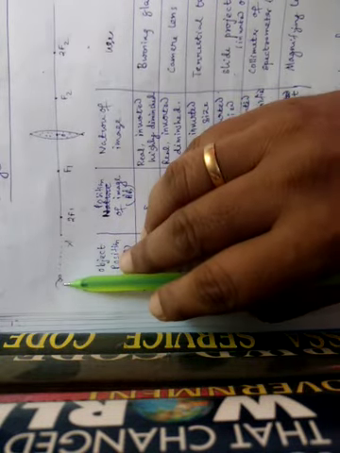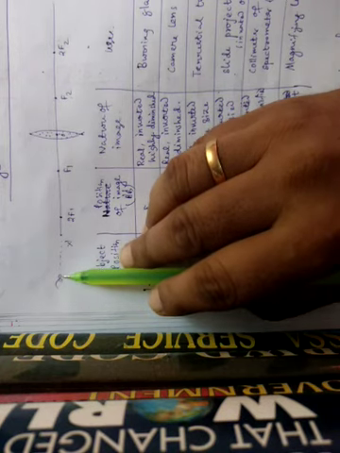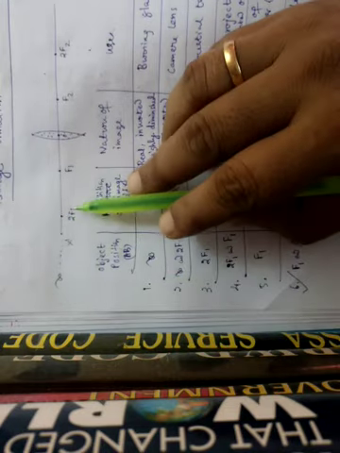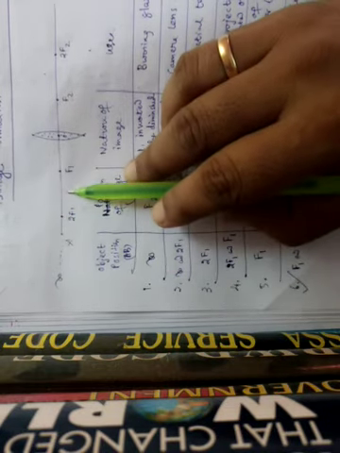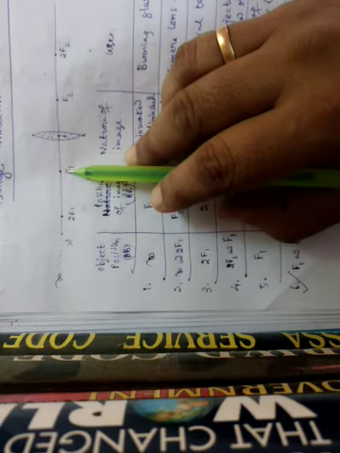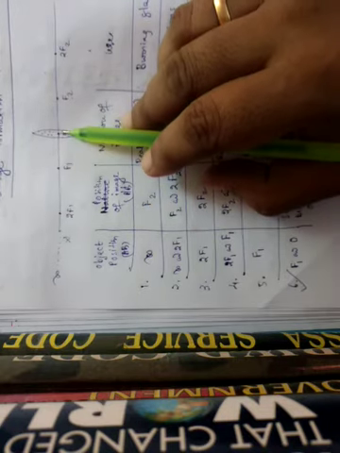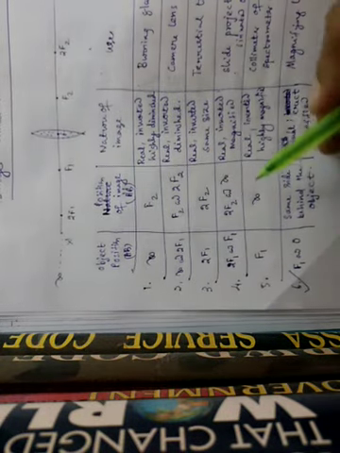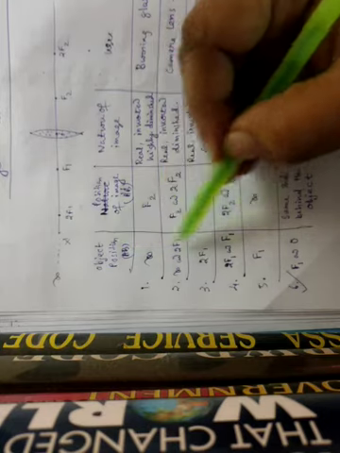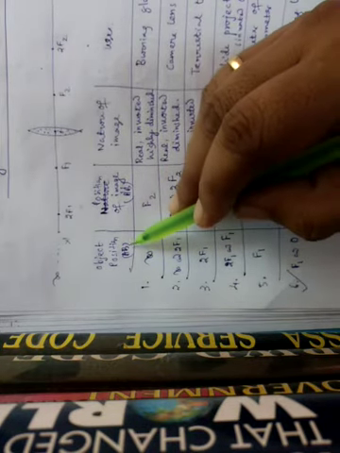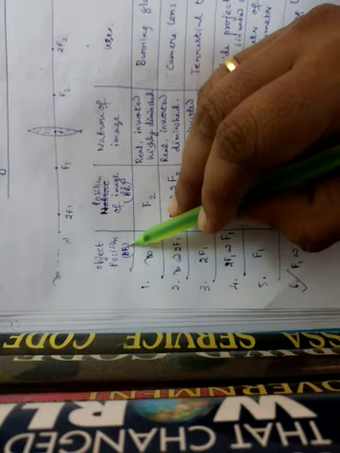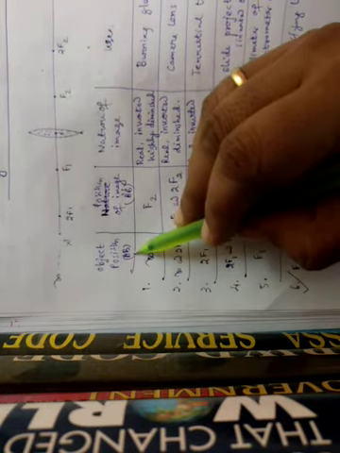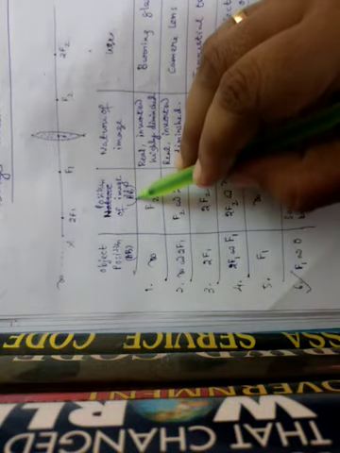Now the first one is infinity. The second one is between infinity and 2F1. The third one is 2F1. The fourth one is between 2F1 and F1. The fifth one is F1. And the last one is in between the optic center and the first focus. While using the table, we first fill up the object position column. Here I have written the object position as AB. That means when we draw the object and image, we name the object AB and the image A dash B dash.